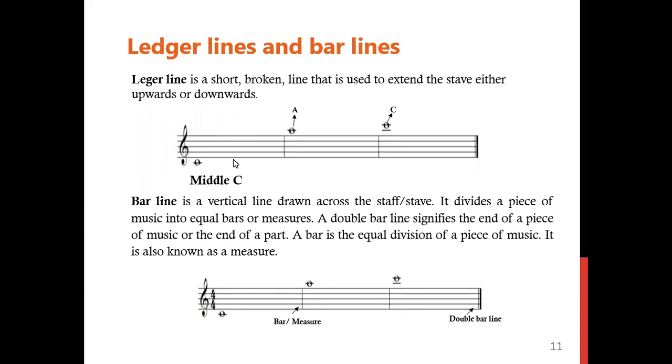Let me come again. Draw the treble stave and the bass stave. Label all the lines and the spaces. Include middle C. That's your assignment.